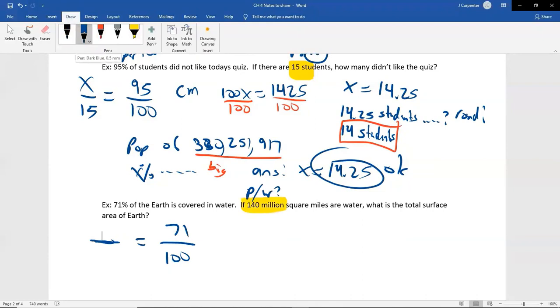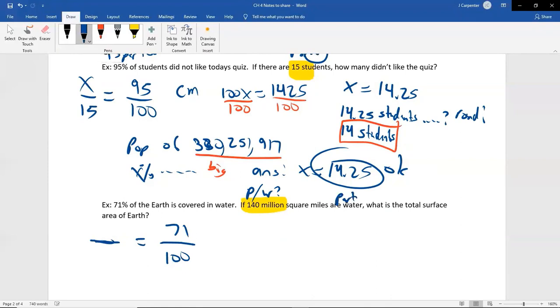So 140 million square miles are water. What is the total surface area of Earth? So we've got to ask, is 140 million square miles of water part of the surface area of Earth or all of the surface area of Earth? Well, think about this. What are you sitting or standing on right now? Are you in the middle of an ocean or a lake? And if you are, that might be pretty cool. But most of us, if not all of us, are on dry land right now. So no, water is not all of Earth.